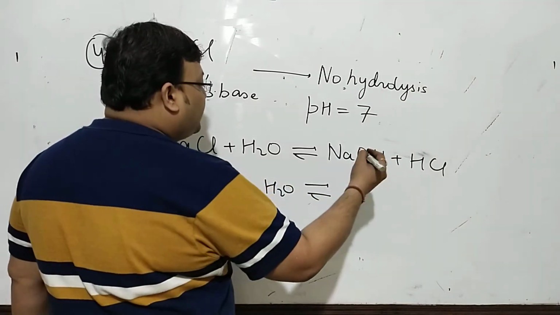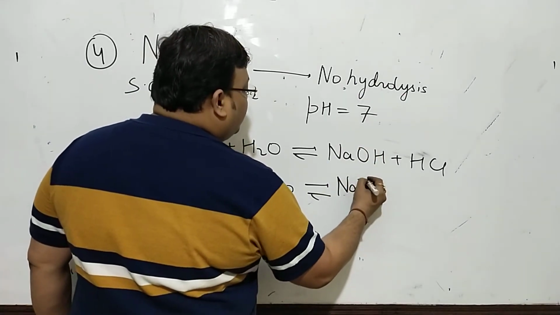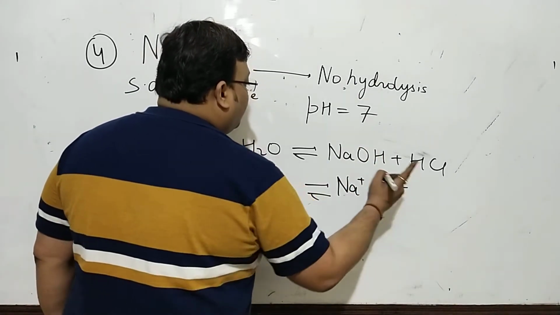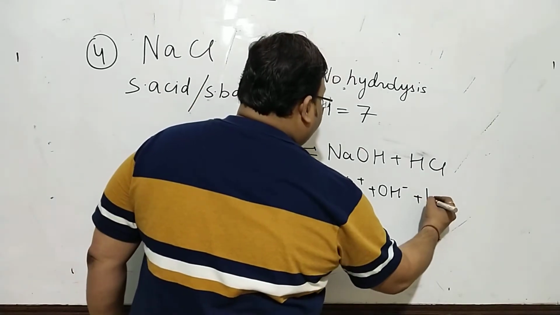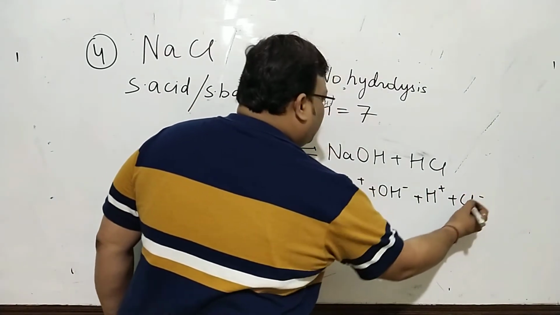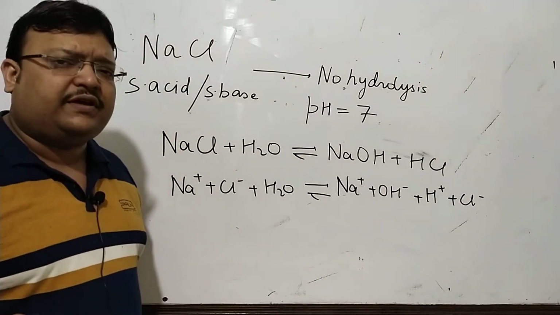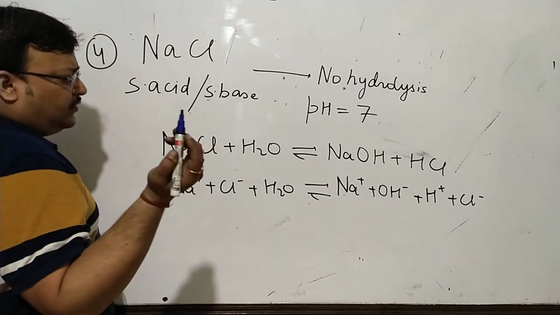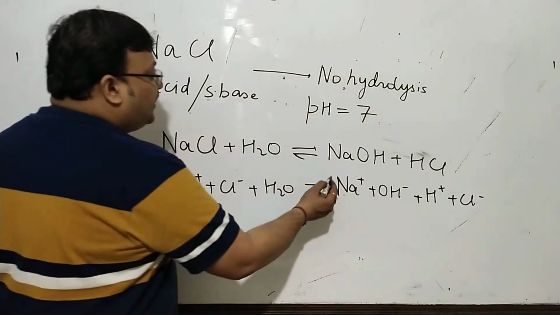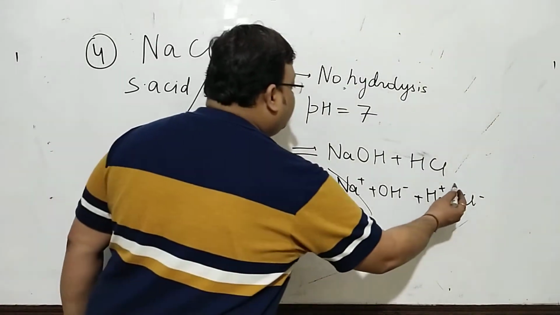पानी में NaOH नहीं होता है, Na plus और OH minus होता है. पानी में HCl नहीं होता है, H plus और Cl minus होता है. I've said this umpteen times by now. So what do you get? Na plus getting cancelled, Cl minus getting cancelled.